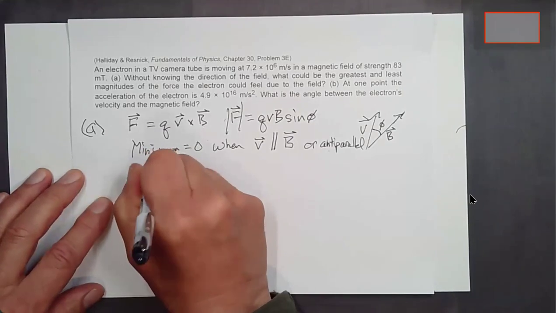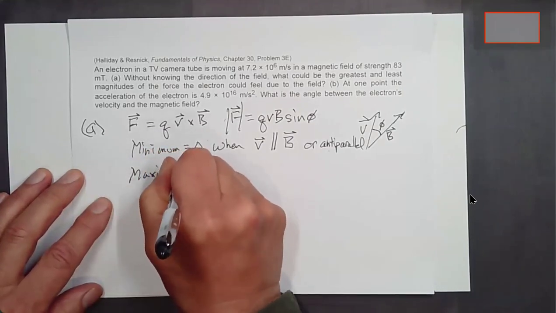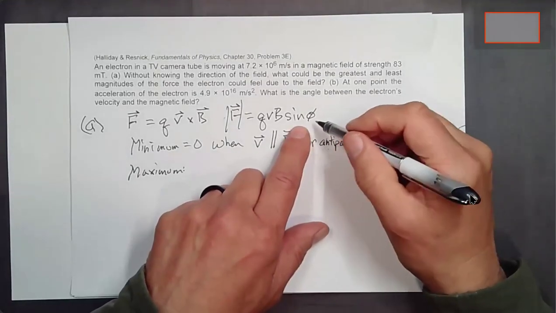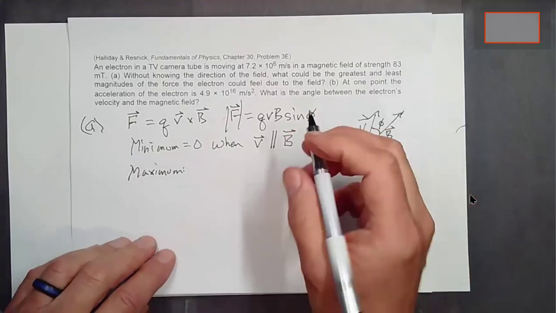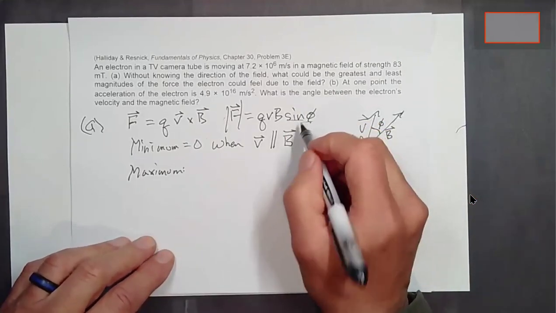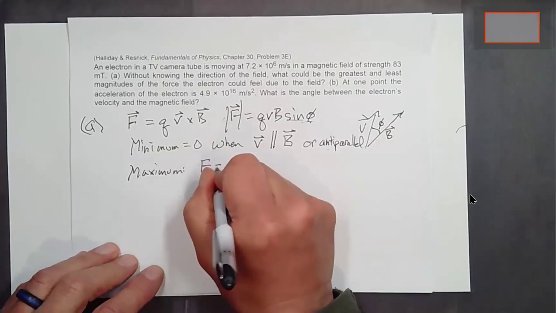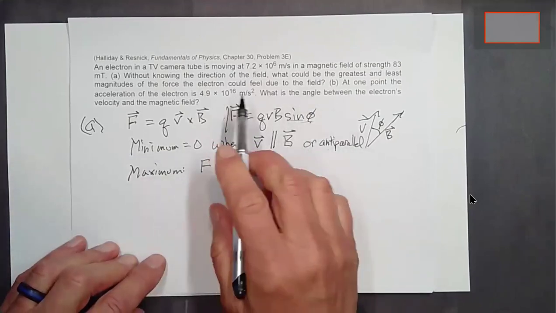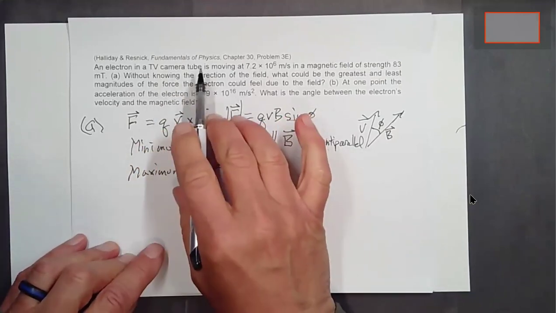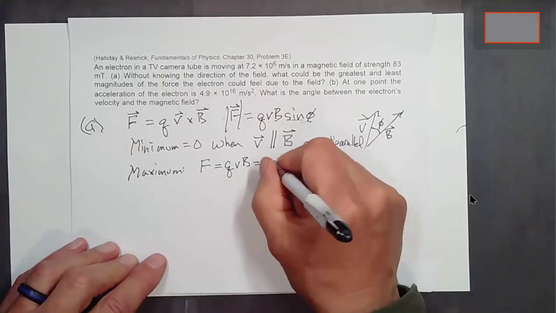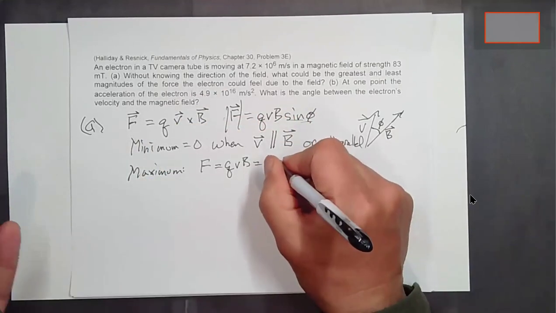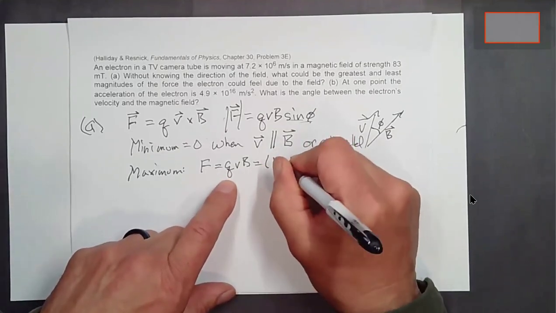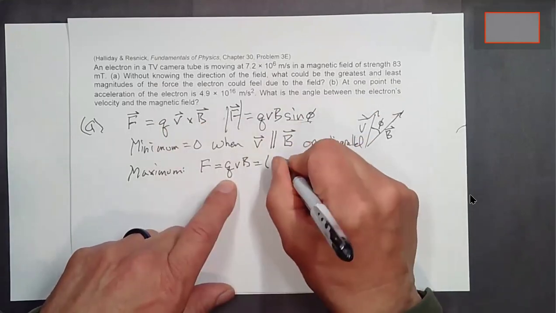Maximum force is when the sine of phi is at its maximum, which happens at 90 degrees. So in that case, you just have a 1 for the sine of phi, and the force magnitude is just going to be QVB, and it is an electron here. So I'm not going to worry about the sign of the electron's charge because I just want to know the magnitude of the force.